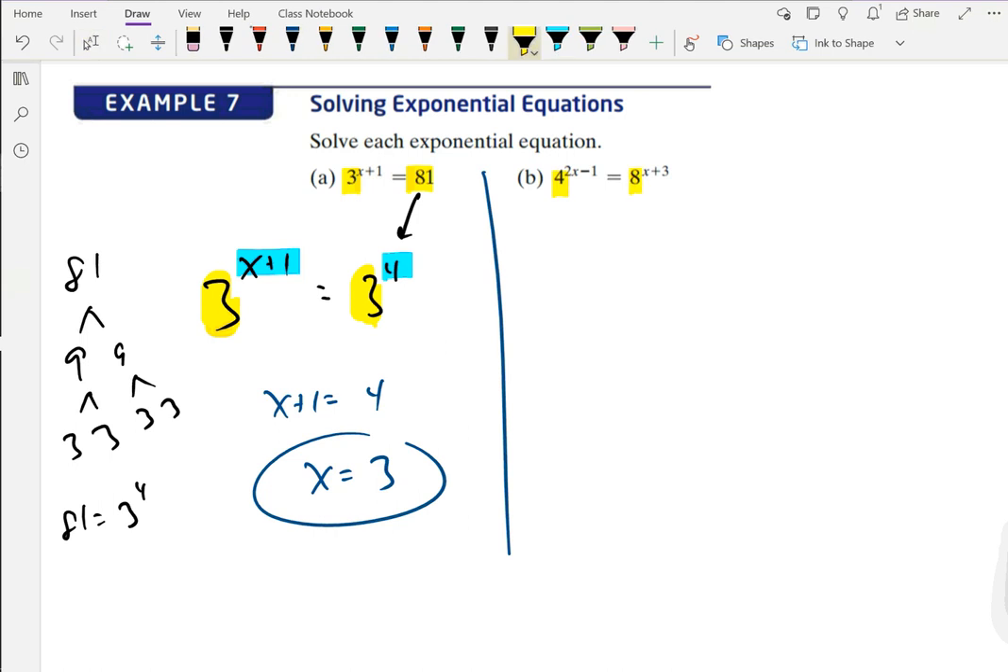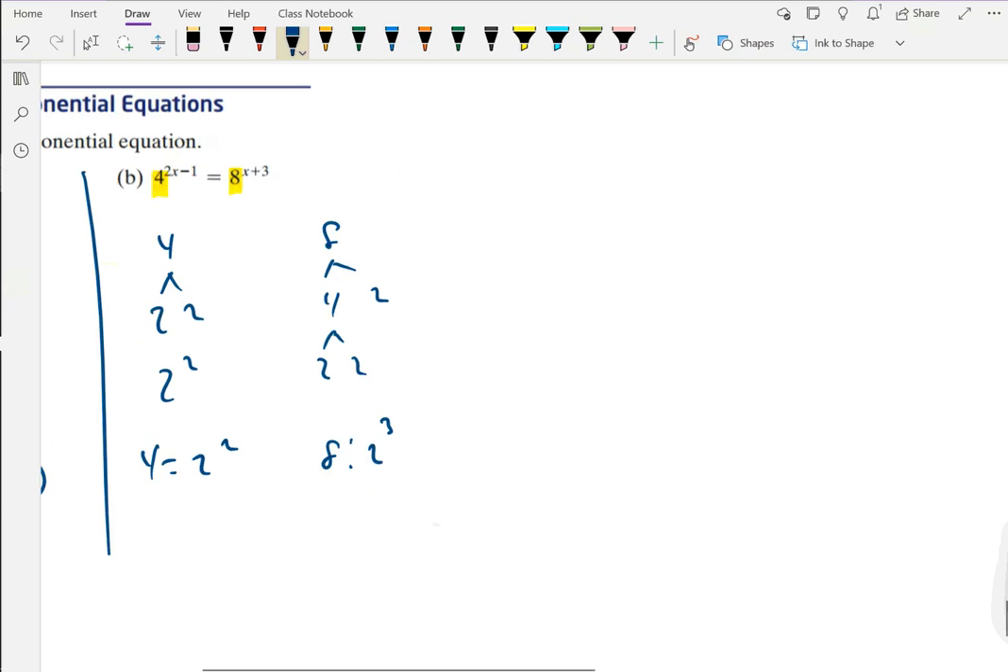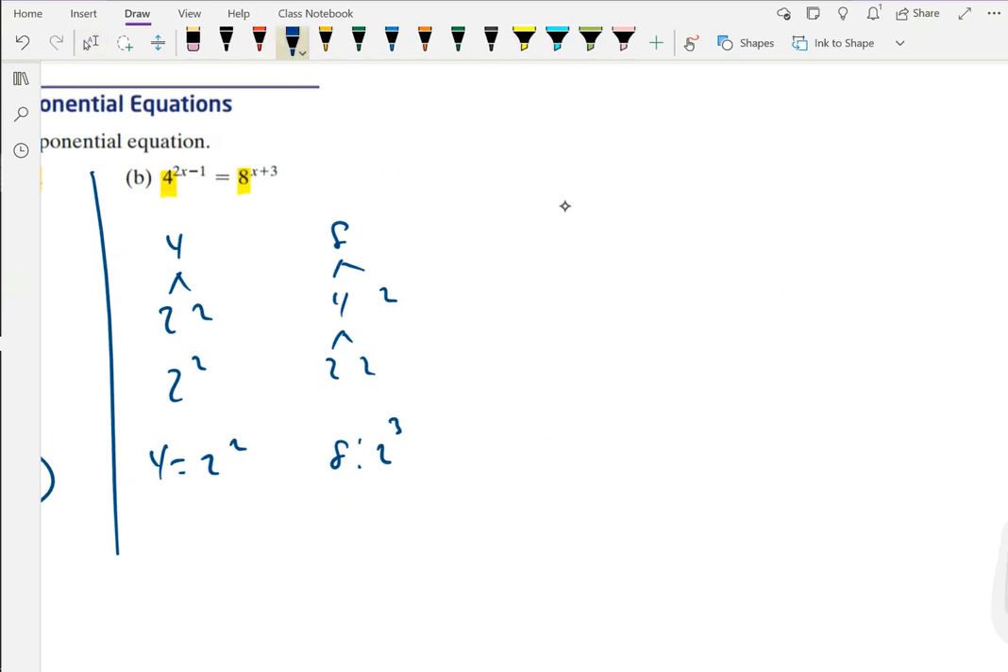Now I can't make these the same as far as 8 being 4 to some power. It doesn't quite work that way nicely. So what we would say is let's break both of these down, because both of these can be broken down to 2. So we say 4 is 2 squared, and 8 is 2 cubed. So I can rewrite this, instead of saying 4 to the 2x minus 1, I can say it's 2 squared to the 2x minus 1. And instead of 8, I can say it's 2 cubed to the x plus 3.